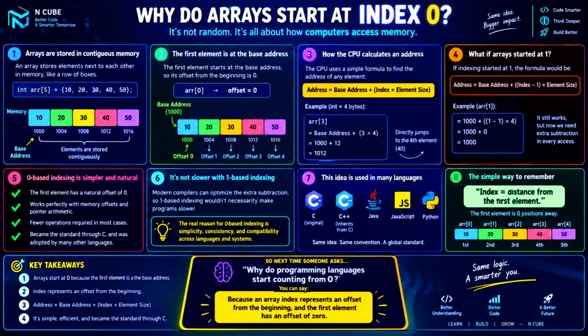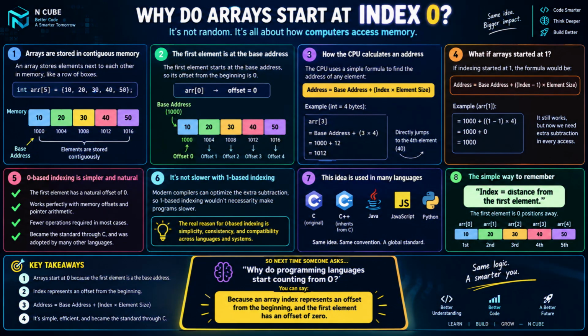Eighth step. The simple way to remember: index equals distance from the first element. The first element is 0 positions away, so array[0] is the first element, and array[n-1] is the last element. So next time someone asks why programming starts counting from 0, you can say: because an array index represents an offset from the beginning, and the first element has an offset of 0.